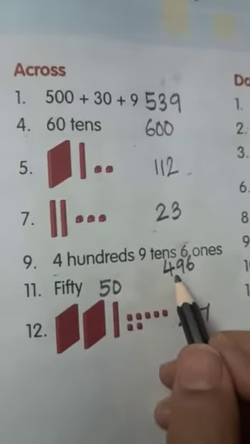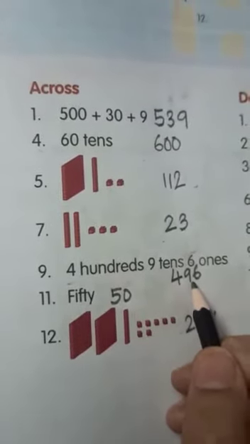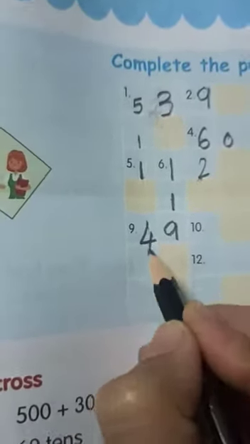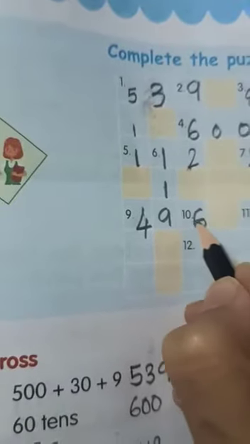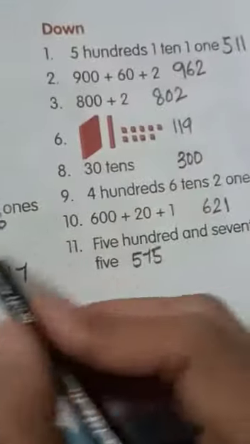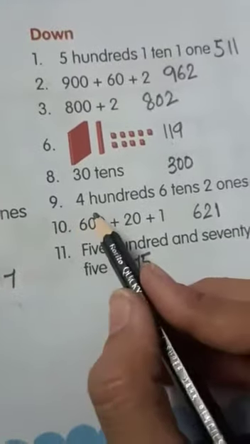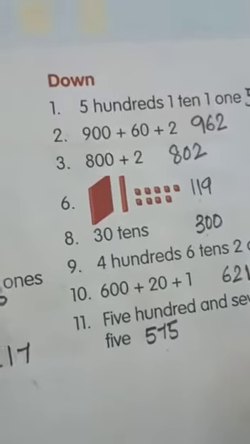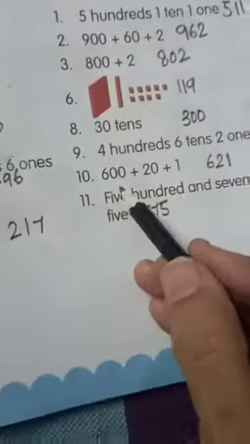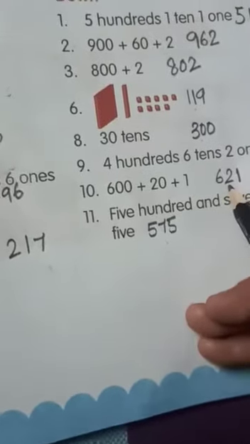Ninth one, we have 496. Ninth one, 4 we already have. 496. Okay. And tenth, again we have 1 as down. 462. Downwards we have to write. And the tenth one, we have 621.